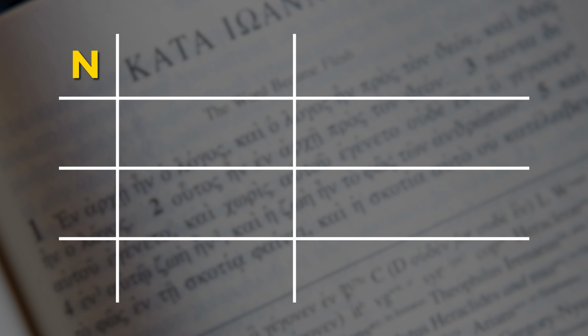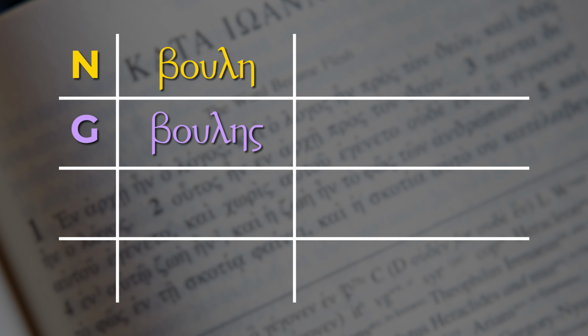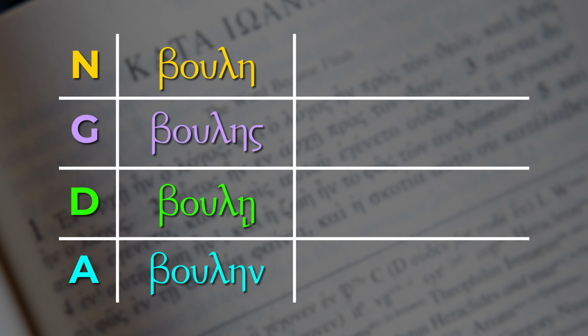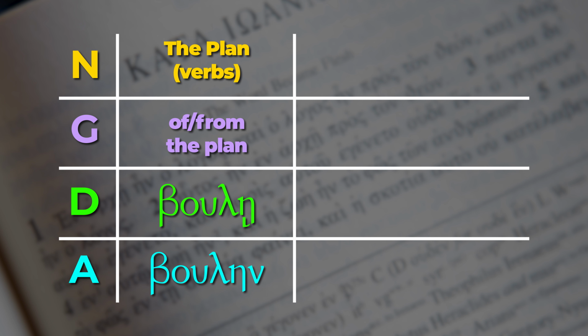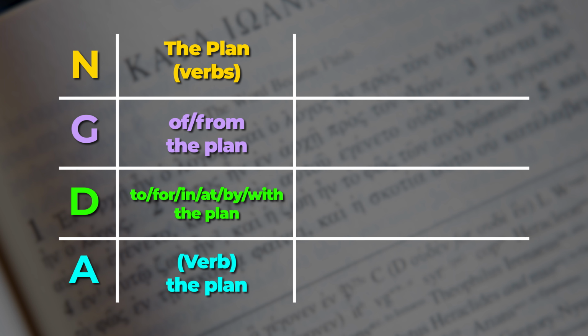Nominative or subject, boule. Genitive or source, bouleis. Dative or indirect object, boule. Accusative or direct object, boulein. The translational values of each of these would be: nominative, the plan verbs; genitive, of or from the plan; dative, to, for, in, at, by, or with the plan; and accusative, verb the plan.